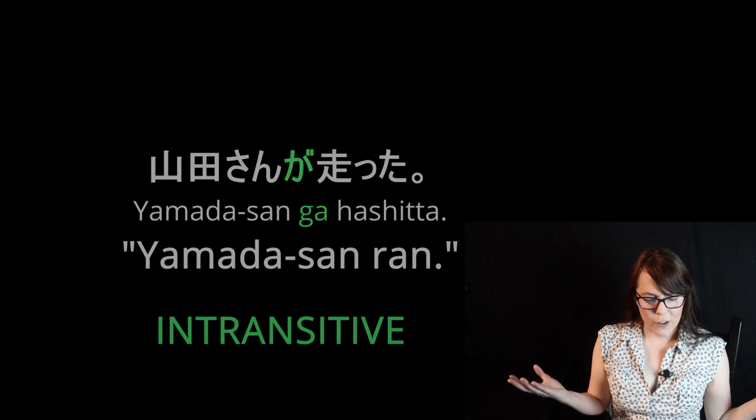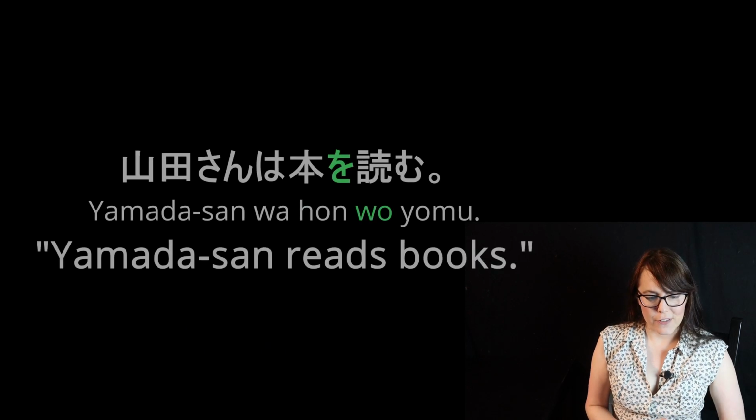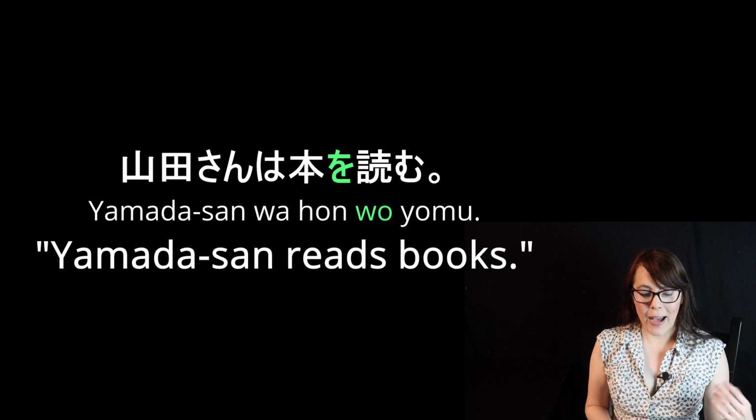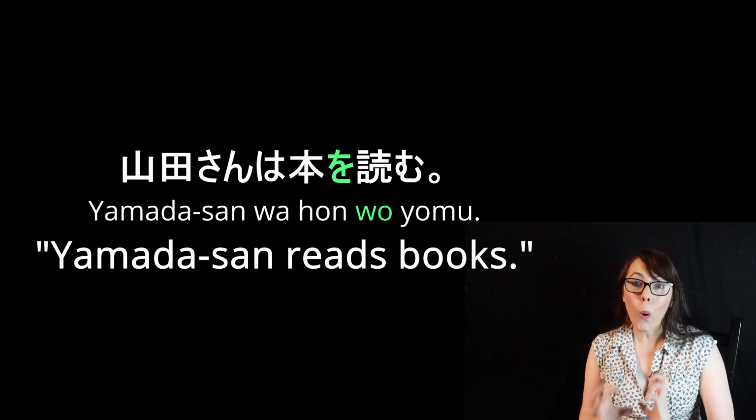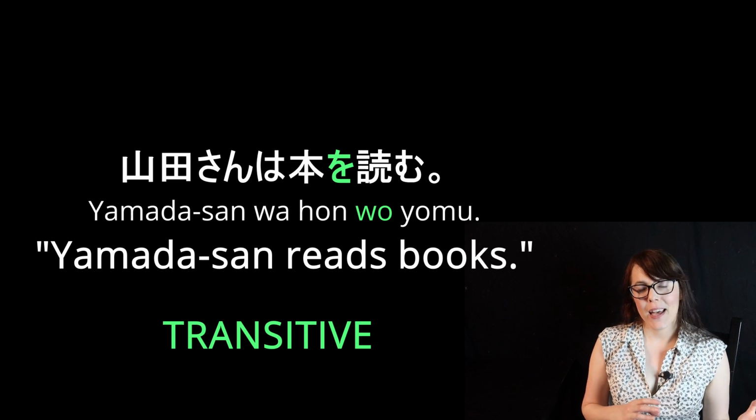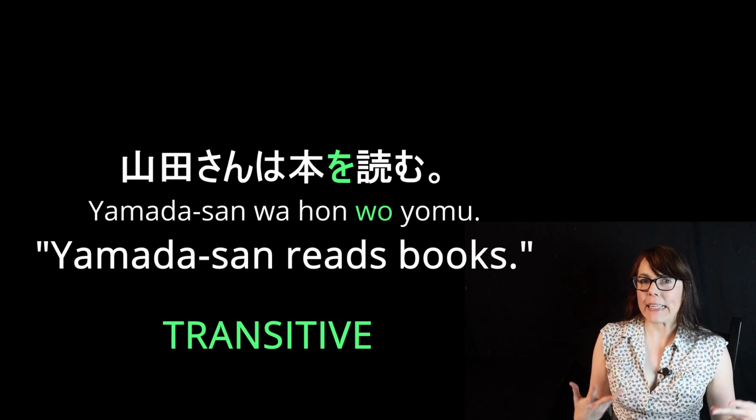Here's another sentence involving Yamada-san, and it's with a transitive verb. Yamada-san wa hon wo yomu. So as for Yamada, hon wo, that's your hint. Wo means it's a transitive verb. Yomu, so Yamada reads books.